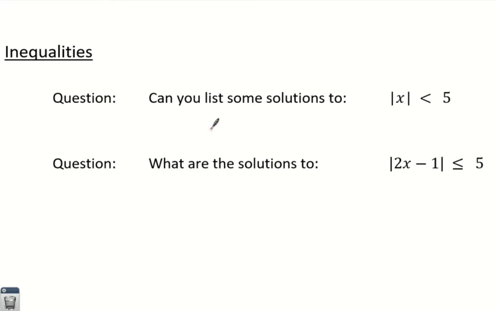Well, obviously 1, 2, 3, 4, okay? 0. Any other kinds of numbers, like 2.5, 3.5? What other types of numbers could you plug in for x where the absolute value of it is still less than 5? Couldn't we throw in -1, -2, -3, -4, stuff like that?